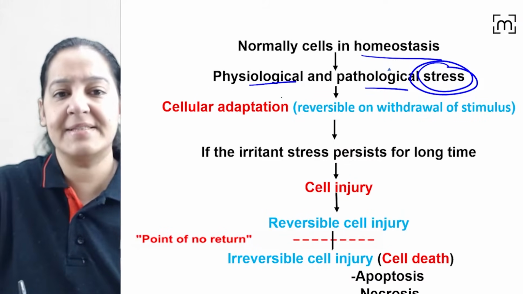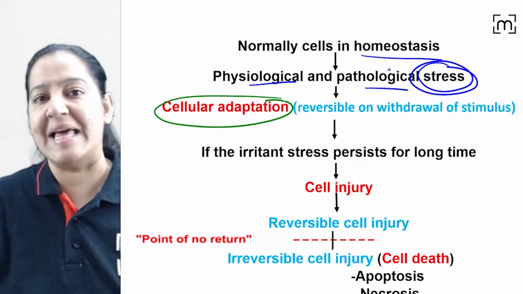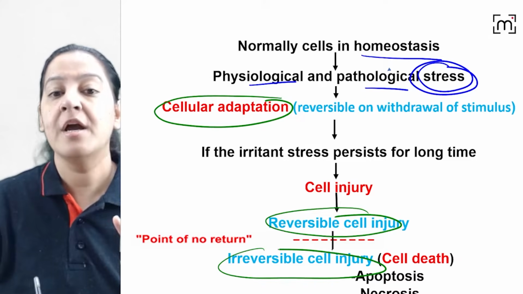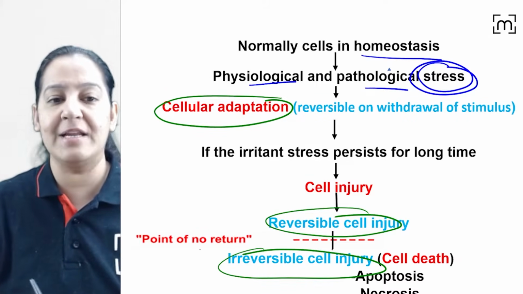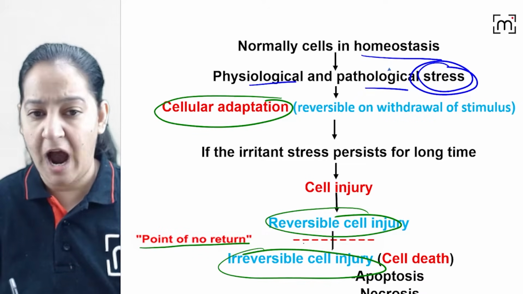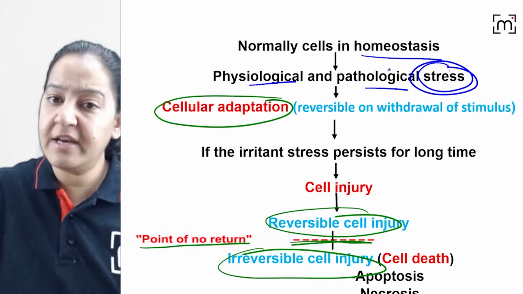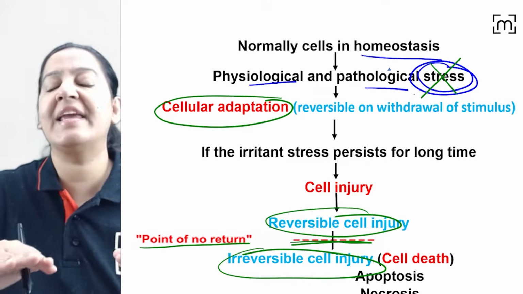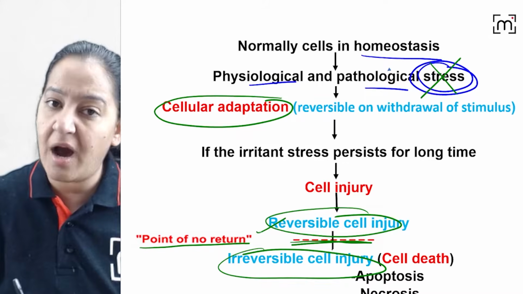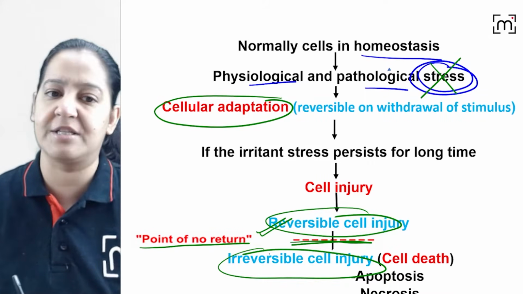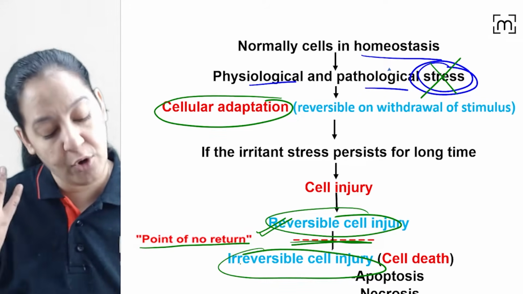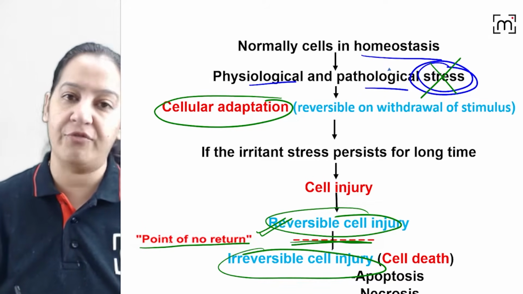The first thing is cell adaptation. The second thing is cell injury. First it is reversible cell injury followed by irreversible cell injury. Between reversible and irreversible cell injury there is a point of no return. The point of no return, what do you mean by that? After crossing this point, even if you remove the stress, the cell cannot go to the normal homeostasis stage again. Reversible cell injuries are reversible once you remove the stress. But irreversible are never reversed, as the name indicates, even on removing the stress. This is known as the point of no return.